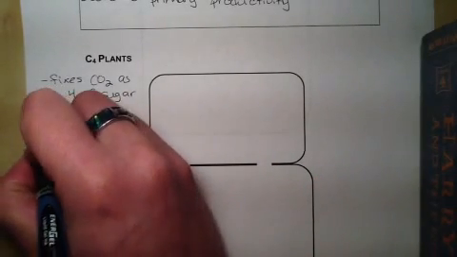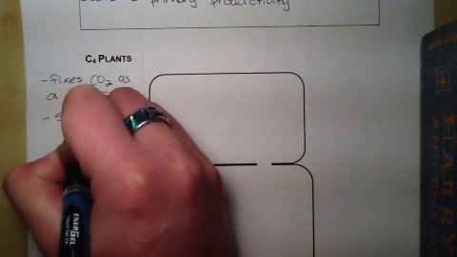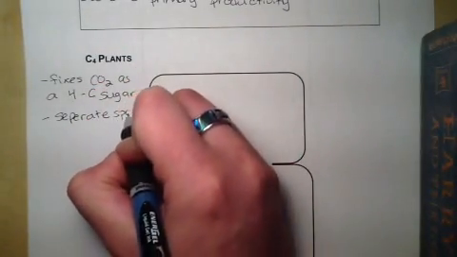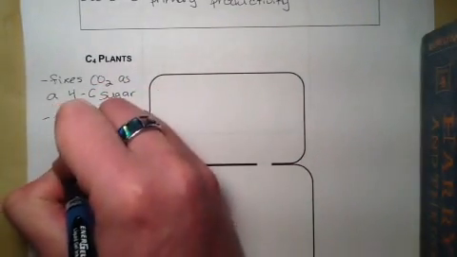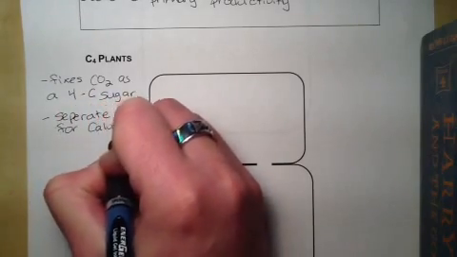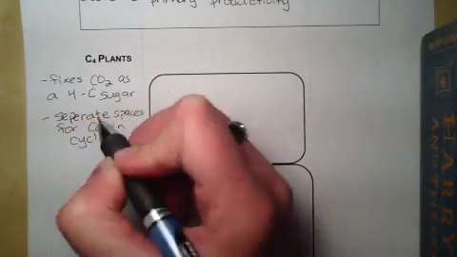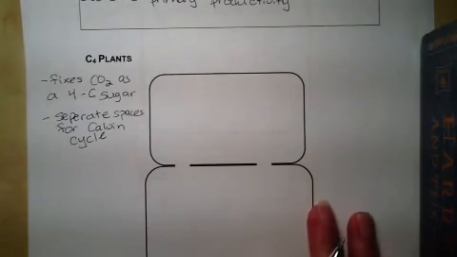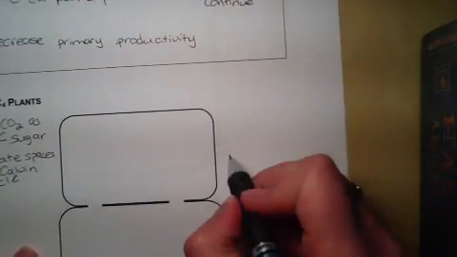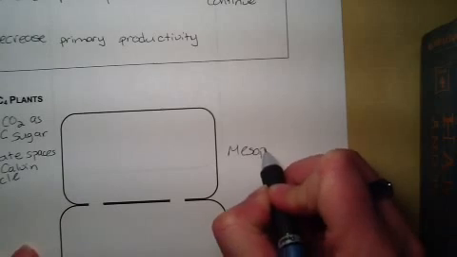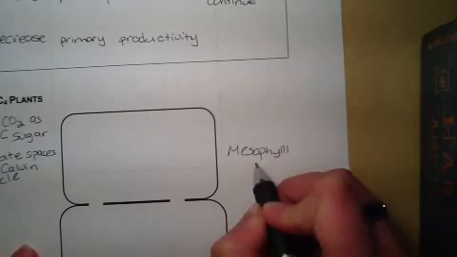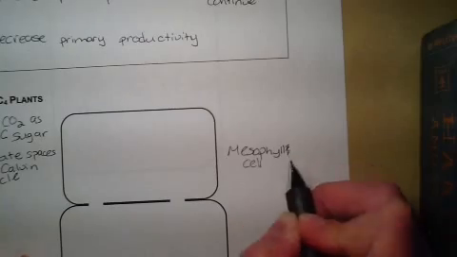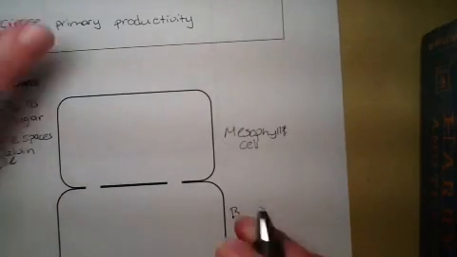And what they do, this is the key part of C4 plants, is they use separate spaces for the Calvin cycle. Okay, and so in the mesophyll cell, these are the two different cells that are going to be involved, or the two different spaces. Okay, so we have the mesophyll cells. Oops, only two L's there, not a third L. And we have a bundle sheath cell.